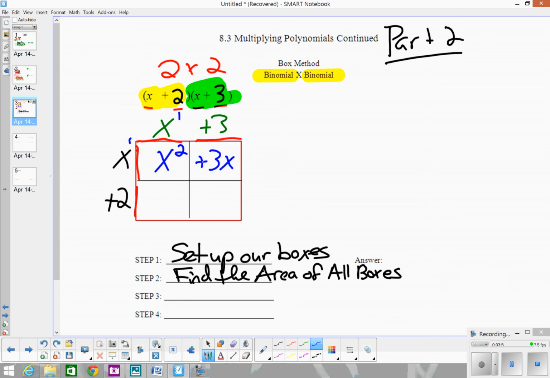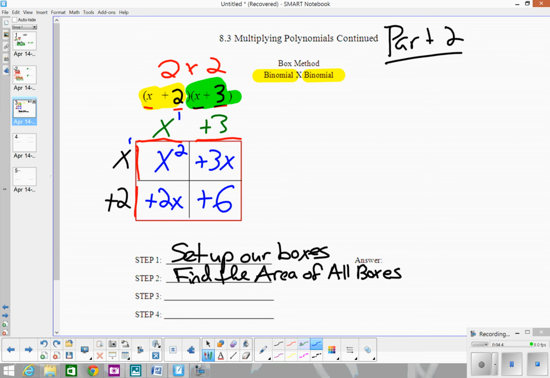Now, make sure that you carry the sign because it'll help you when you combine like terms later. Good. So let's go to the bottom two boxes. The length of this box is x, and the width is positive 2. So the area would be positive 2 times x, which is positive 2x. Awesome. And lastly, let's find the area of this last box. The length is 3, the width is 2. Positive 2 times positive 3 is a positive 6. Now, the most common mistake is that most students are going to add these two numbers together, but remember, for area you multiply. So it's 2 times 3 is 6.